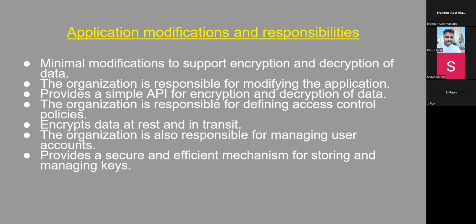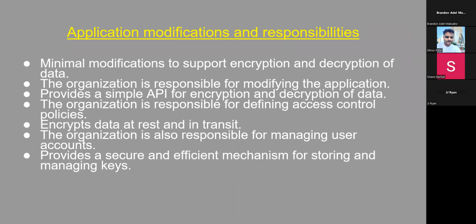Then we talk about the application modifications and the responsibilities when using Silverline. Silverline requires minimal modifications to existing applications to support encryption and decryption of data. The organization is responsible for modifying the application to use Silverline for encryption and decryption. Silverline provides a simple API for encryption and decryption of data, making it easy for developers to integrate it into their applications. The organizations are also responsible for defining access control policies for data and managing the keys.